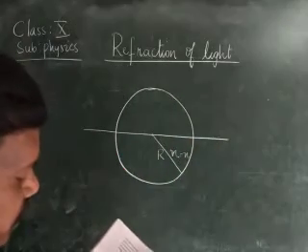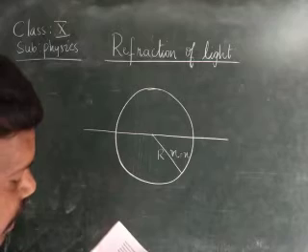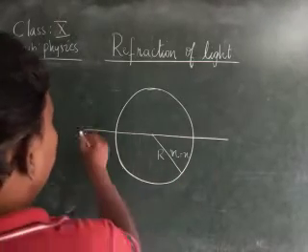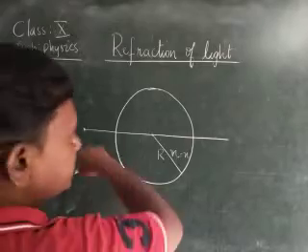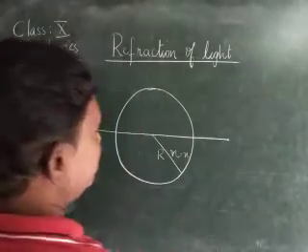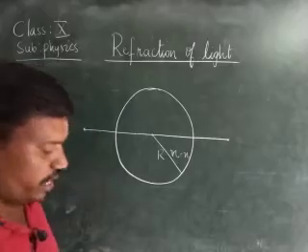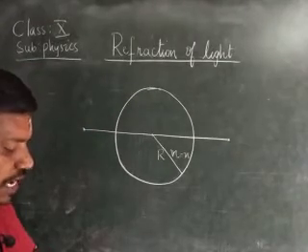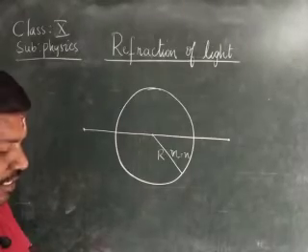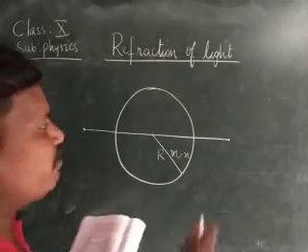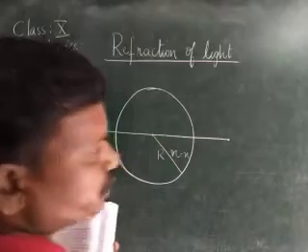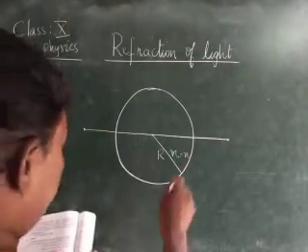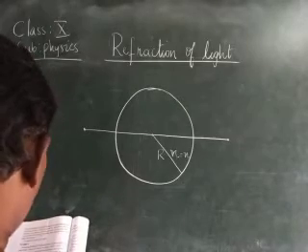He is asking at what distance from the surface a point object should be placed, such that from the other side the same distance is obtained. A real image should be formed. Real image means it should form on the screen. The real image should form on the screen at the same distance from the other side of the sphere.